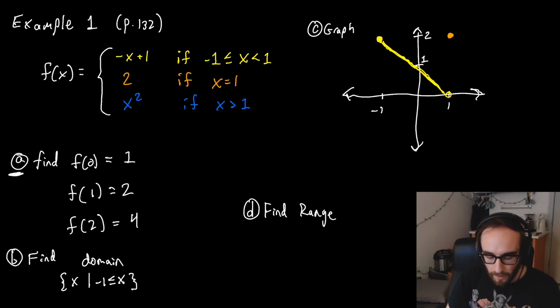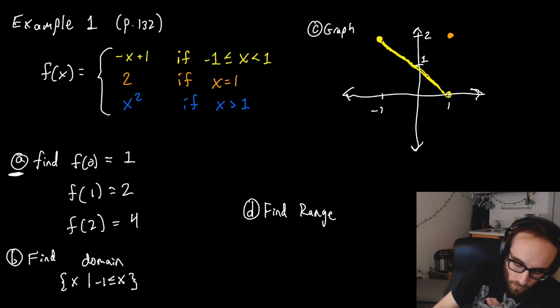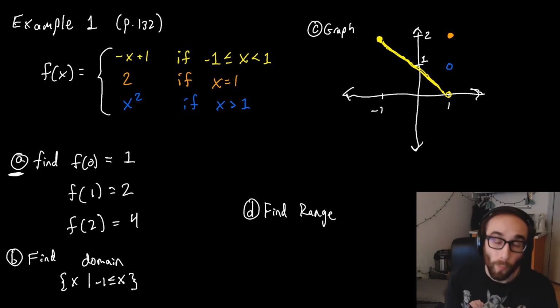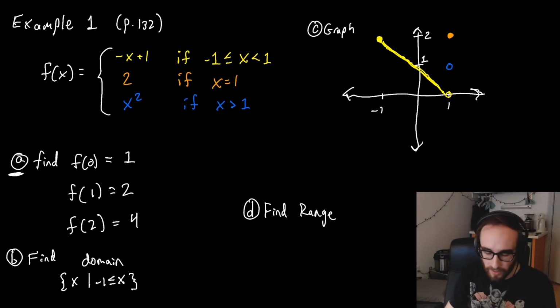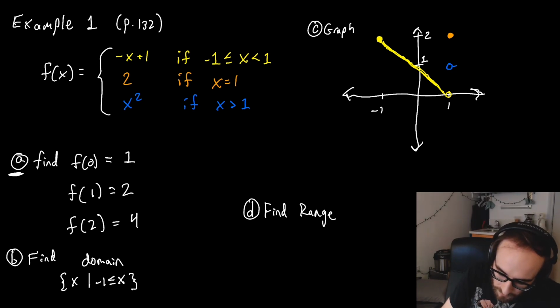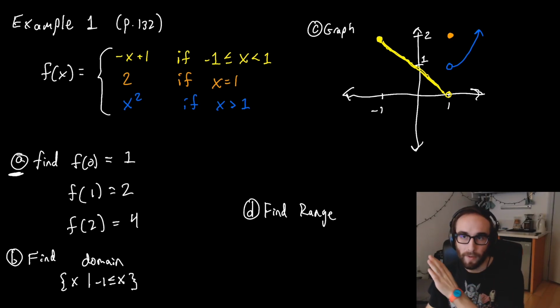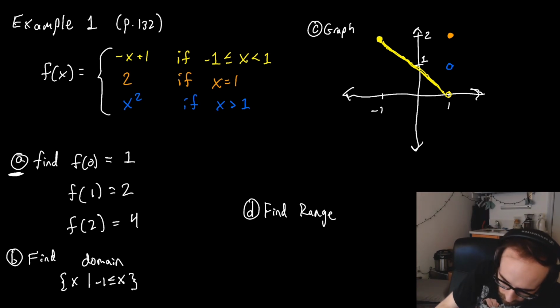Finally, if x is greater than 1, then f of x is going to be x squared. So when x is 1, x squared is going to be 1. So our output (1, 1) is an open circle. So our output when x is equal to 1 is not x squared, but anything to the right of x equals 1 is x squared. So anything to the right is that parabola from x squared. And this parabola should probably look more like that.